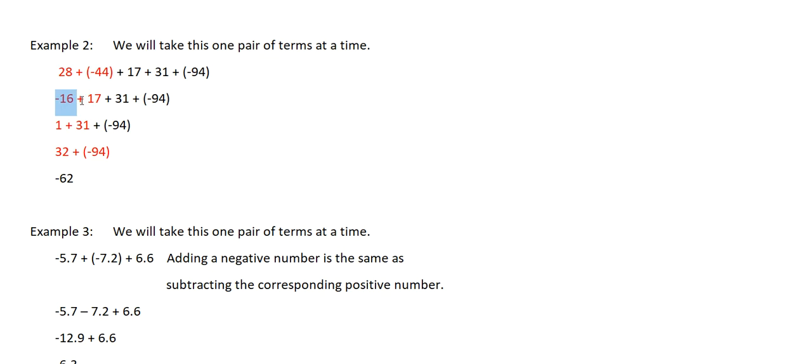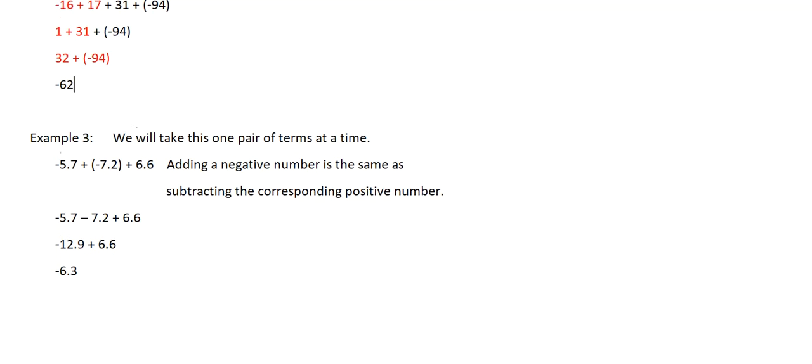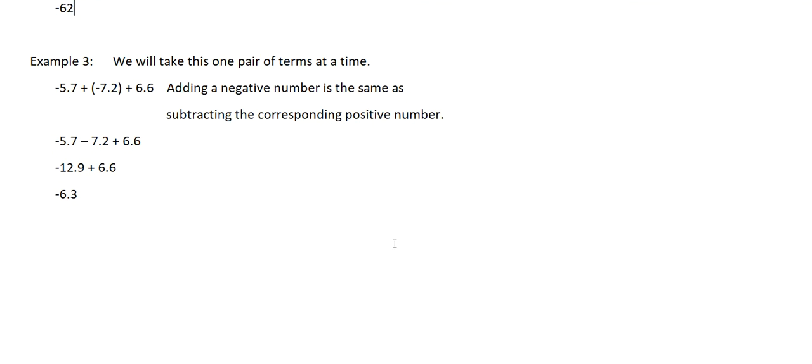Okay, minus 16 plus 17, because that's the next term here. Minus 16 plus 17 is just 1. And then we're going to take this term 31. 1 plus 31 is 32. And then the very last one is minus 94. We're going to add a negative 94, or subtract 94. We're going to end up with minus 62. And I invite you to check my work, and call me on it if you catch a mistake.